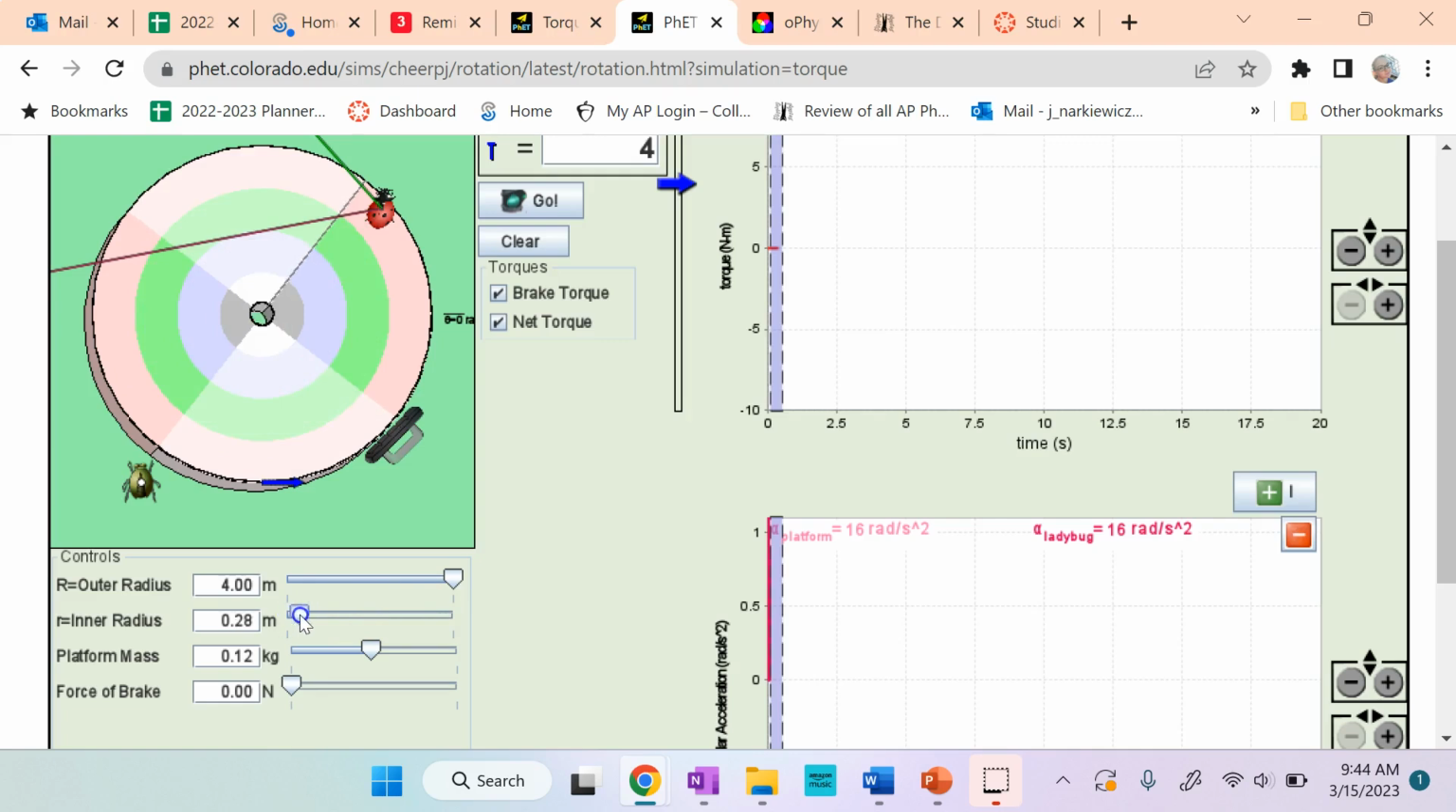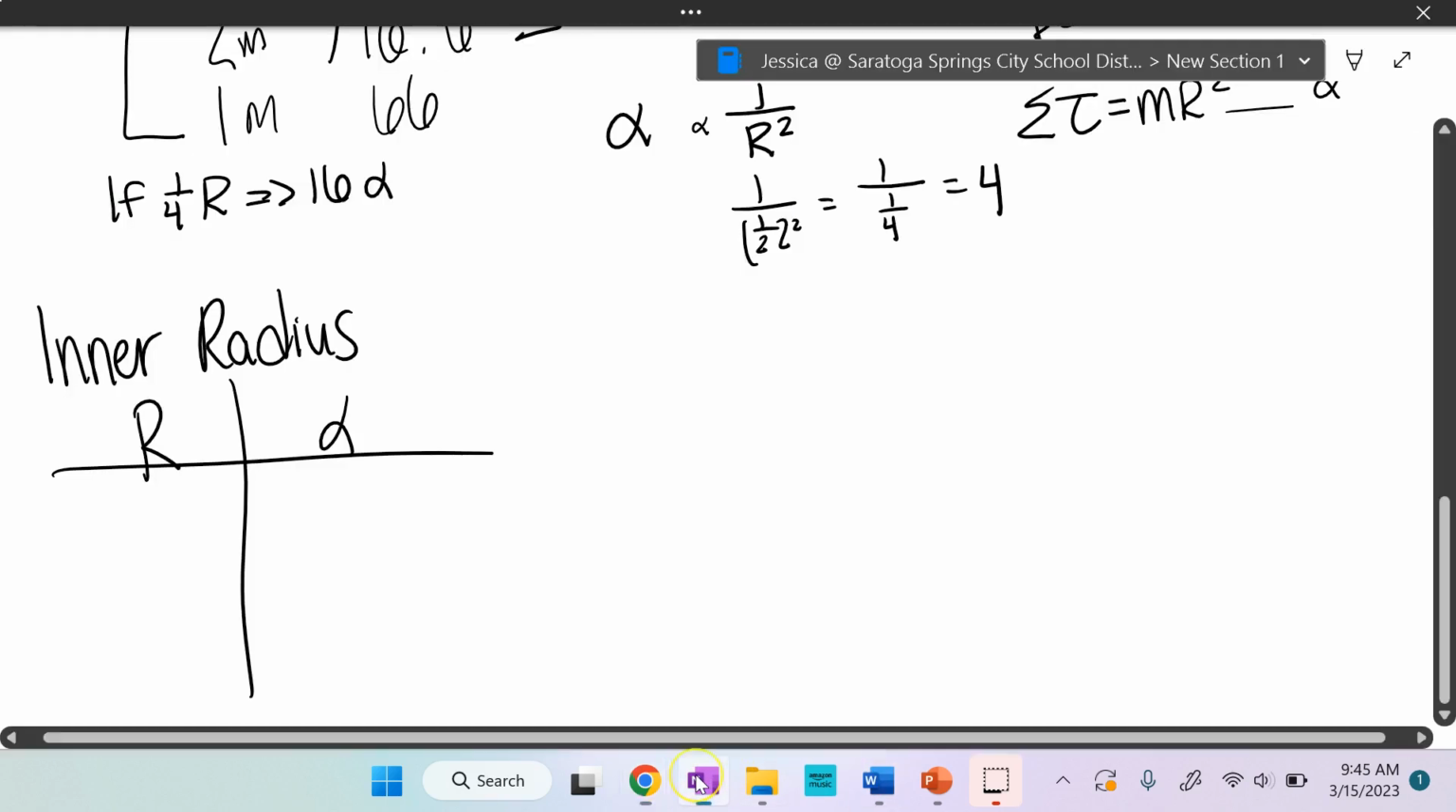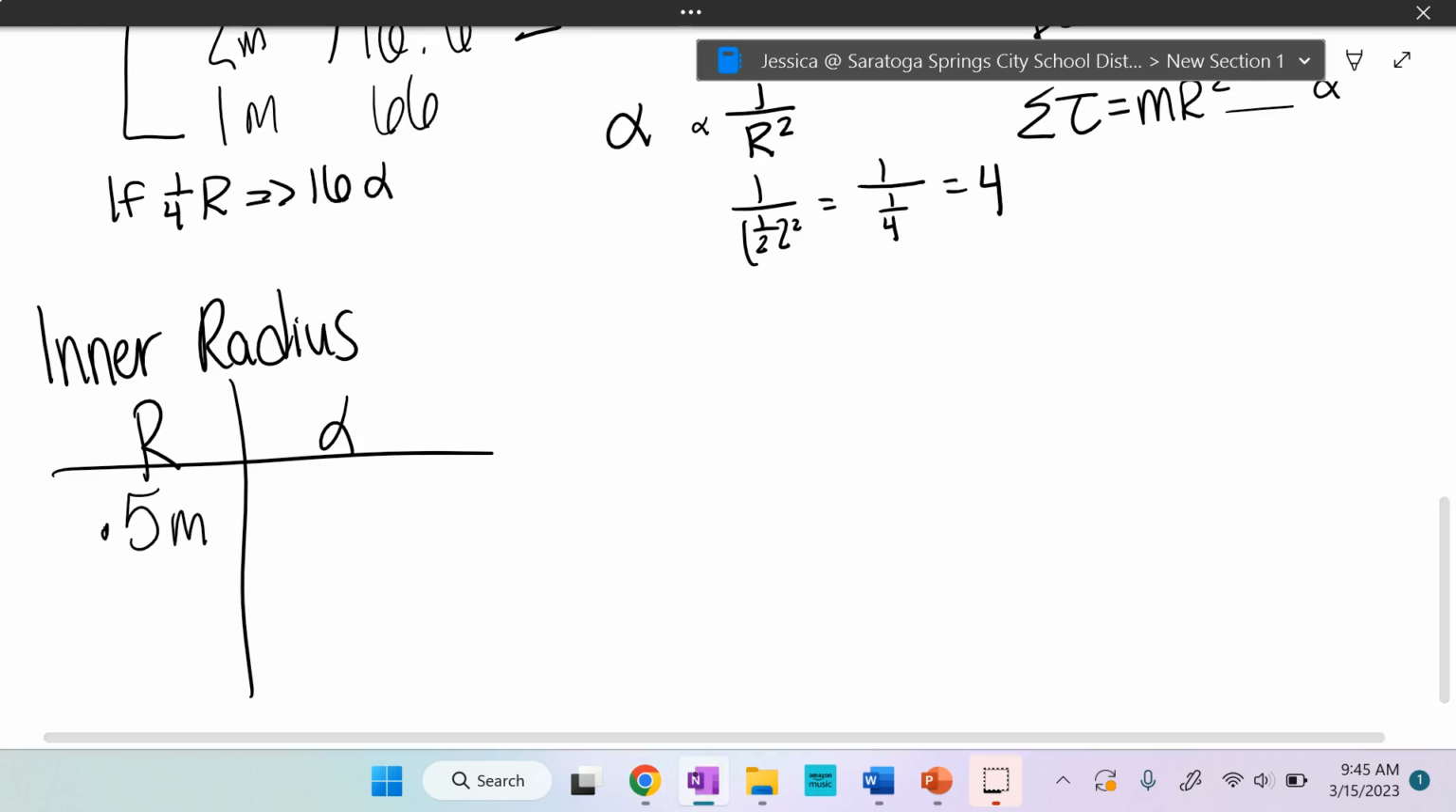So we'll first start it at 0.5. Let's make our life easier. So I got my torque of 4, like I have been using the whole time. Outer radius of 4, inner radius of 0.5, right? So our initial, if we had no inner radius, was 4.167. So now I'll hit go. All right, I got 3.98. So radius of 0.5 meters, alpha 3.98.